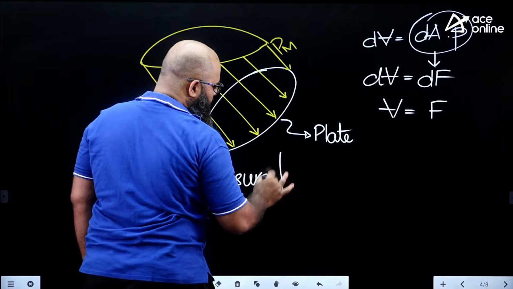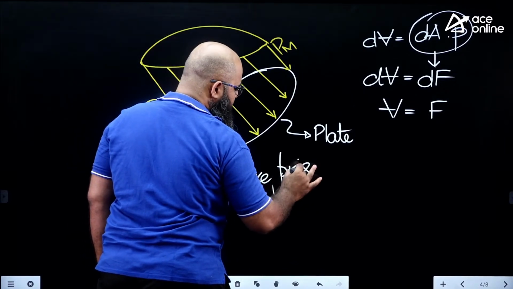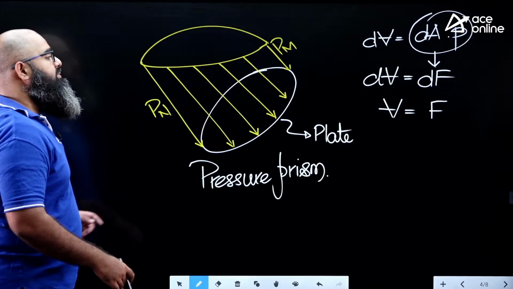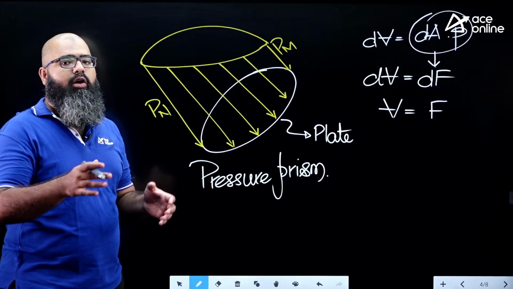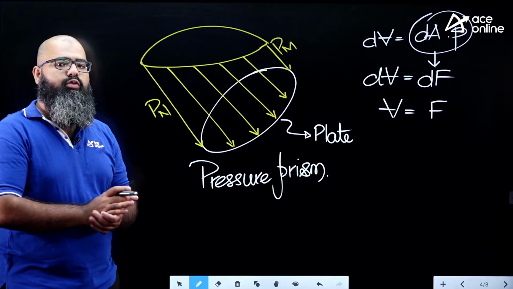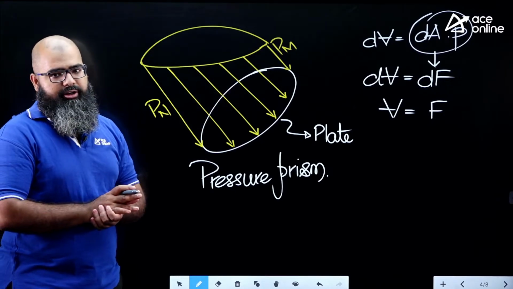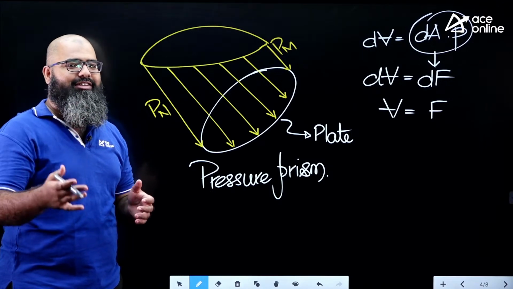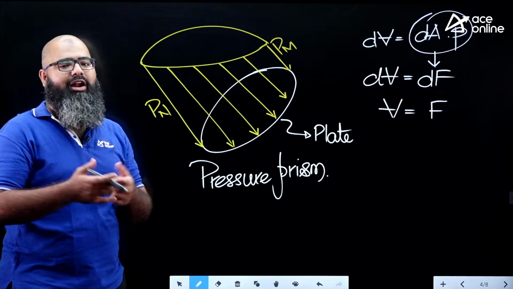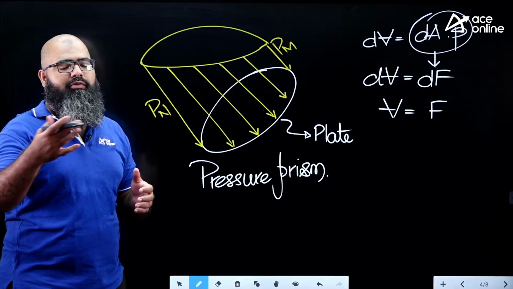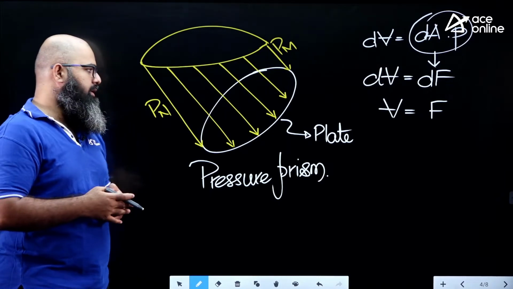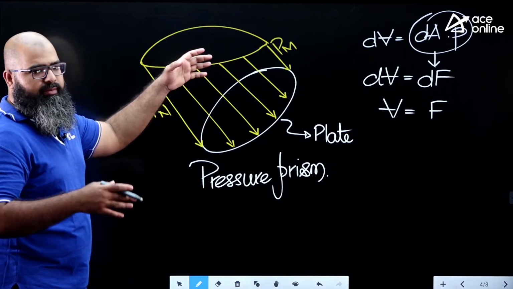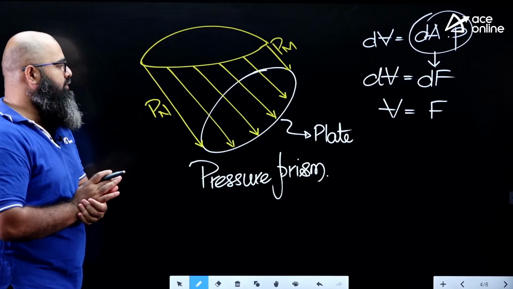We call this particular volume over here as pressure prism. So what is a pressure prism? It's a 3D picture of all the intensities of hydrostatic forces acting on a particular plate, on one side again. Always we are looking at only one side, the reason being, if you look at both the sides, the net value would become 0. There's no point of looking at both the sides then. The pressure prism basically is the 3D picture produced by showing the intensities of forces.